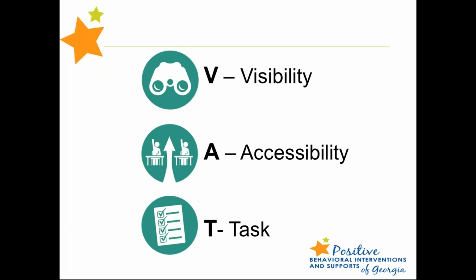We'll begin by looking at a key tool in arranging your classrooms, VAT. How do you begin to arrange your room to support learning and appropriate classroom behavior? It's always best to start with a clean, uncluttered room. Then arrange your room through 3 lenses: visibility, accessibility, and task. Each of these elements is important to consider in designing a room that keeps your students engaged in learning.